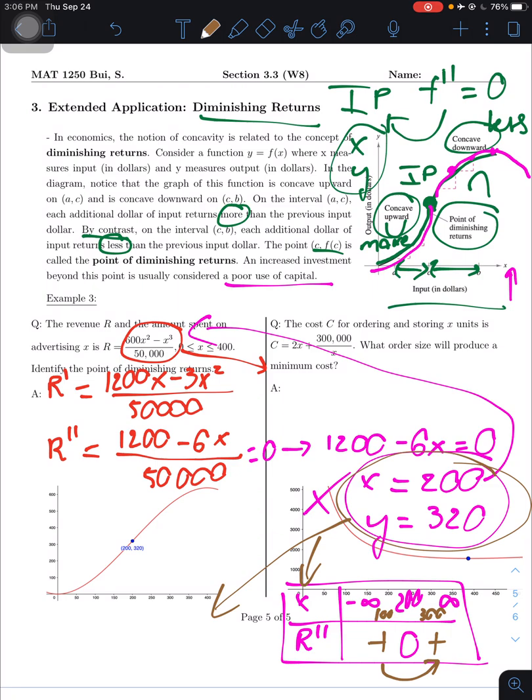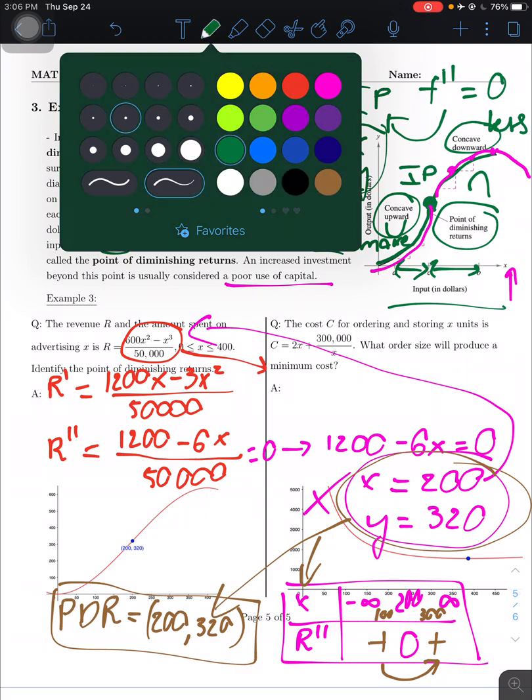Okay, so the conclusion here is that it is the point of diminishing return. Let me put it: point of diminishing return, PDR, equals 200 for the x and 320 for the y. And this is my answer.